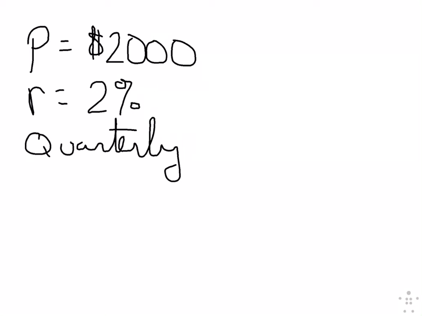When Madison retires 40 years from now, how much money will be in the account? So how much is my time? 40 years. Right. So let's put all the stuff in. A is what we're trying to find. What's the P? 2,000.